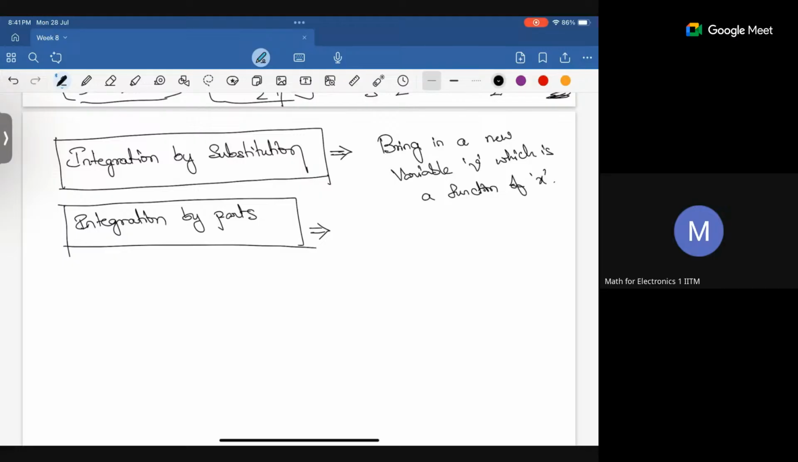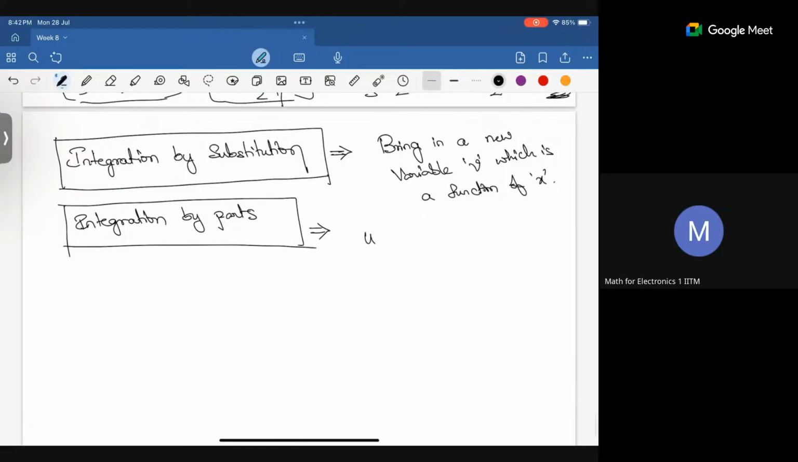We did it in parts, right? So we took the derivative for the first function one time and then we took the derivative for the second function second time. So here also we will do it like that. We will write the given integrand into 2 functions. We divide it into 2 functions.